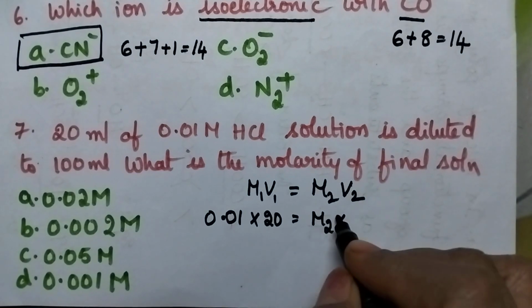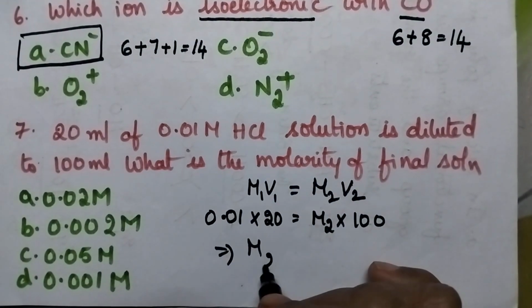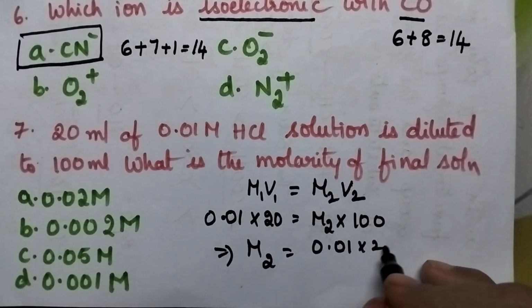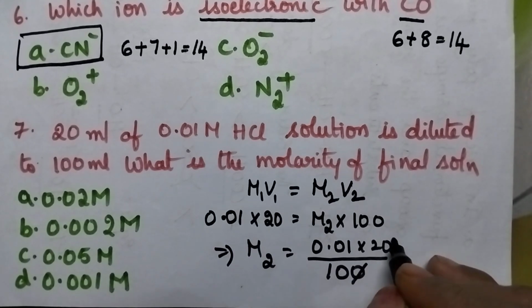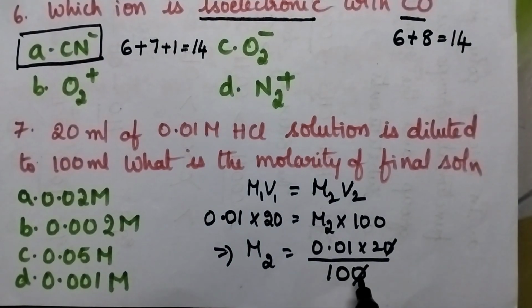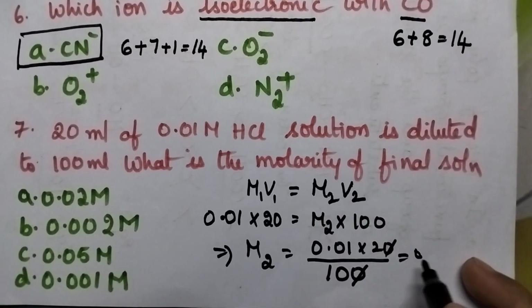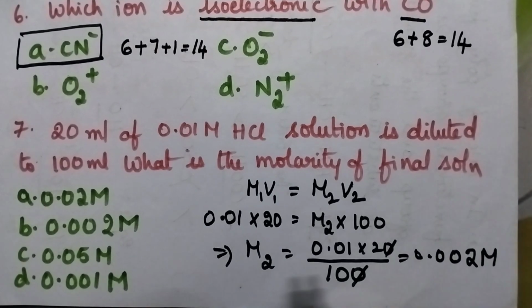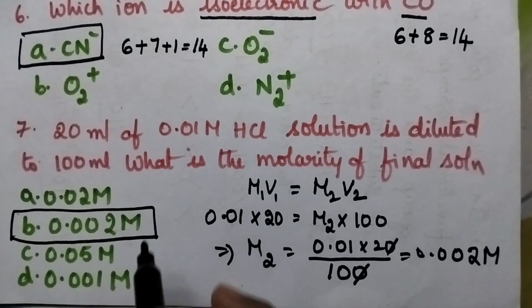So M2 into volume is 100. So that implies M2 is equal to 0.01 into 20 by 100. So it is 0.002 molar. And hence option B is the right answer.